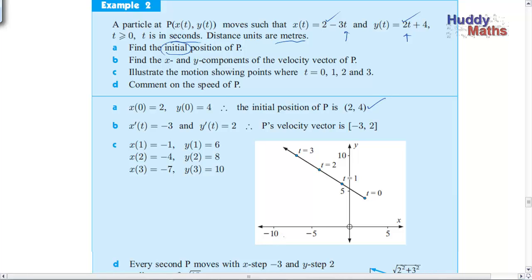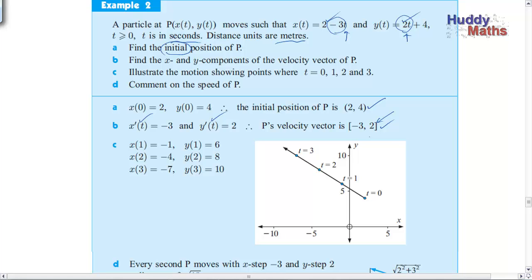Okay, find the x and y components of the velocity vector. What will the velocity vector be? The velocity vector would be the rate of change of the x displacement with time and the y displacement with time. So here it is, the derivative of that is -3, the derivative of that is 2. Okay, so the velocity vector, use the bracket for velocity, is that.